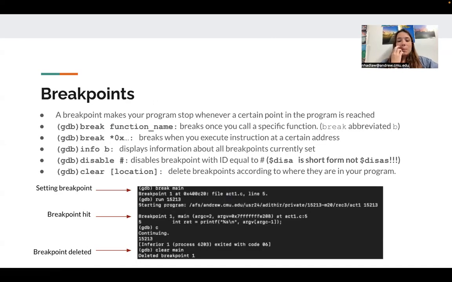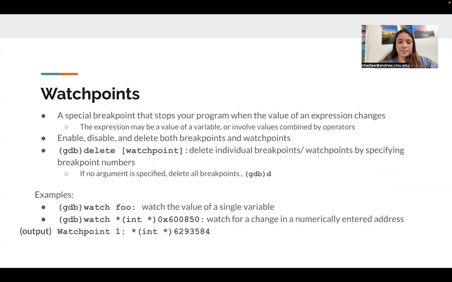As I mentioned, breakpoints are spots in your program where you'll continue execution until you reach a breakpoint. And there's several ways to define a breakpoint. You can say break and then your function name. If you also know the address of where you want to break at in your assembly code, you could do break star and then the address. Info B will show you the current breakpoints that you have and their numbers, and then you can disable specific breakpoints with IDs. You could also just disable all of them with D or DIS, and then you can clear breakpoints as well.